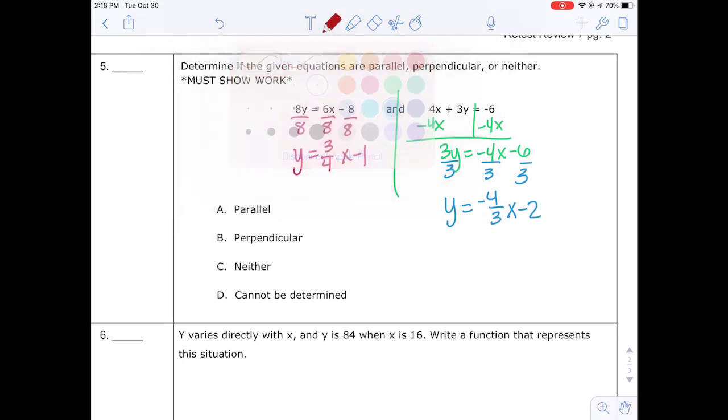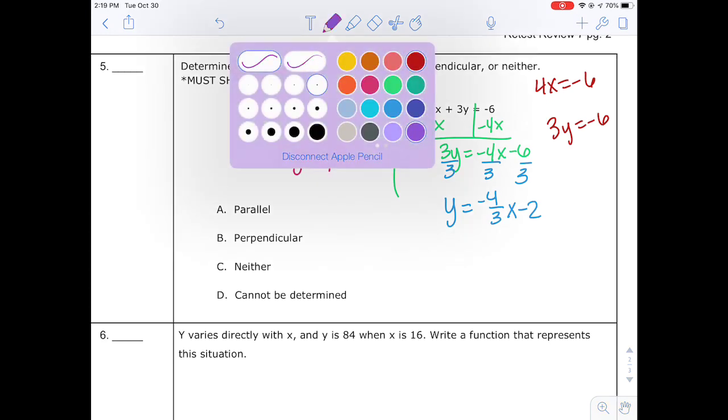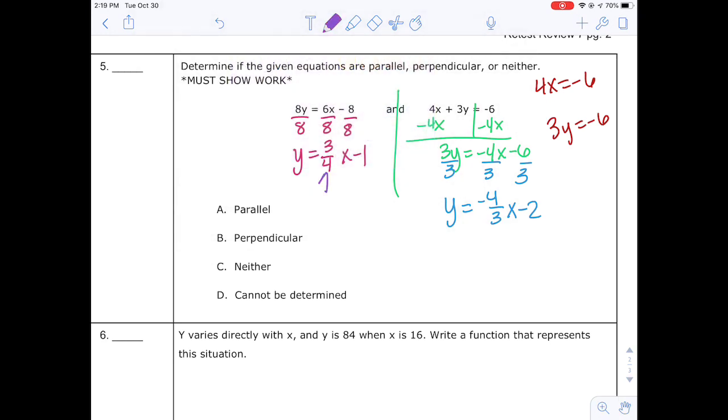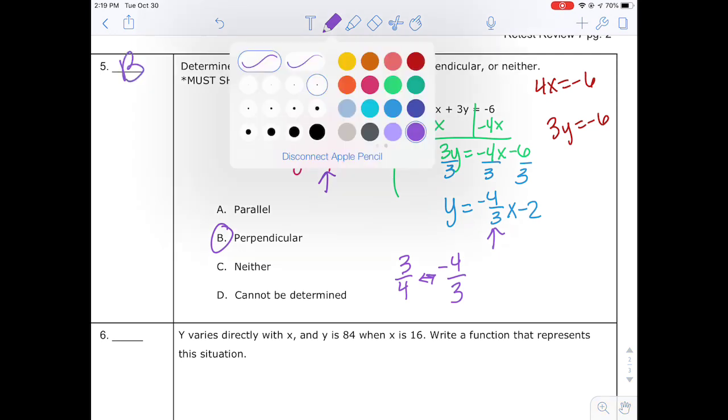Remember, if you are not super comfortable solving for y, you can also let 4x equal negative 6 and 3y equal negative 6, solve for x and y, and put them in stat. To answer the question that I was asked, I have a slope of 3/4 and a slope of negative 4/3. So 3/4 and negative 4/3 are compared as flopposites, which would be perpendicular.